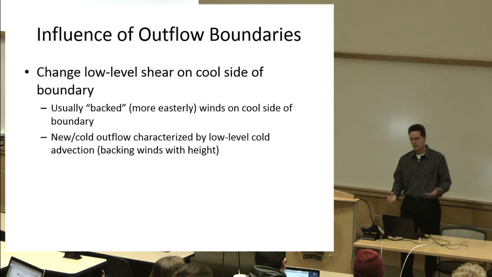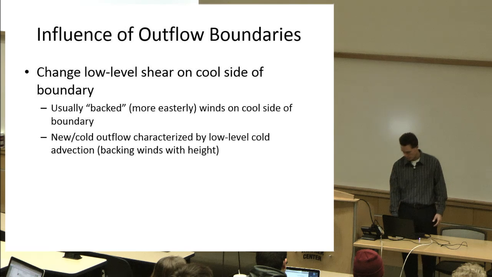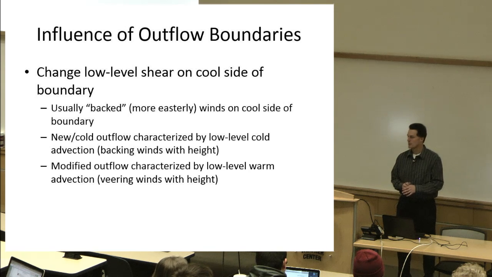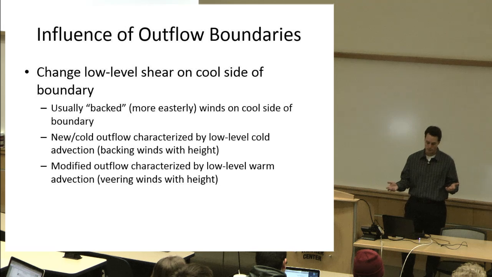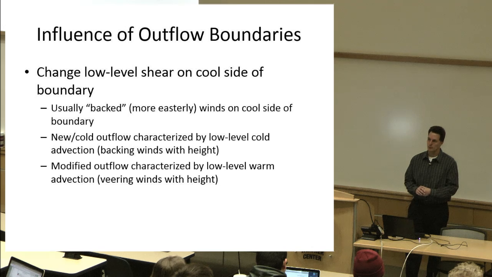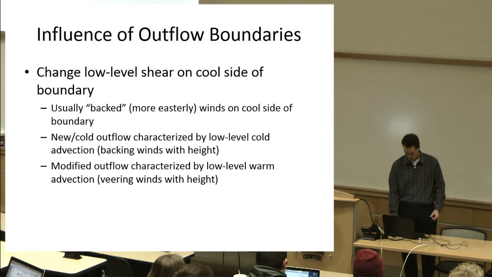New cold outflow is typically characterized by backing winds with height and cold advection. Again, it's a smaller scale cold front. The more interesting case for tornadic storms would be the modified outflow, where you've got weak low-level warm advection and veering winds with height on the cool side of the boundary. So we're modifying the profile. It's essentially starting to behave more like a warm front as opposed to earlier behavior like a cold front.